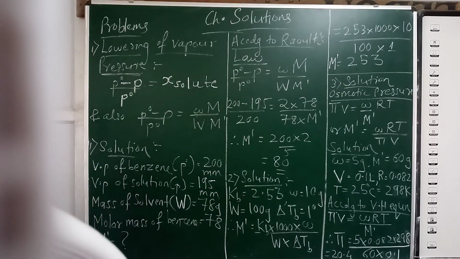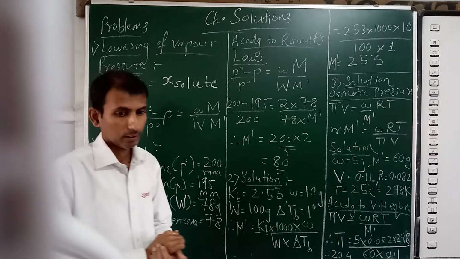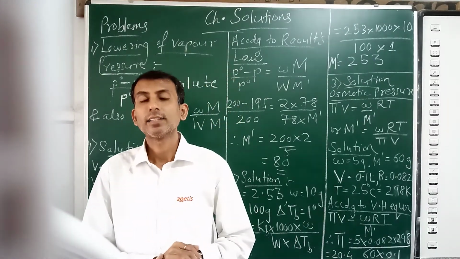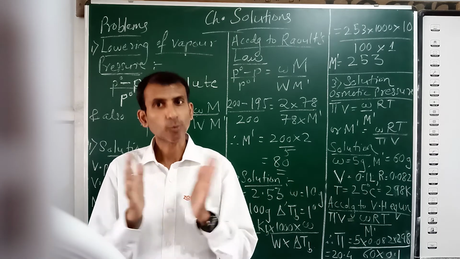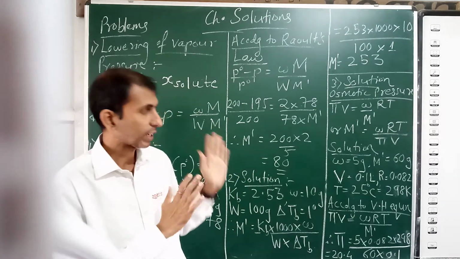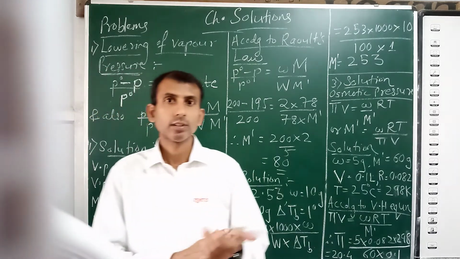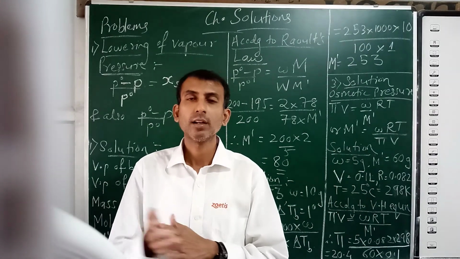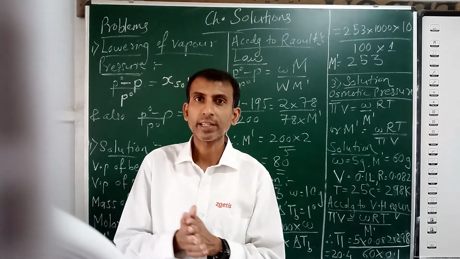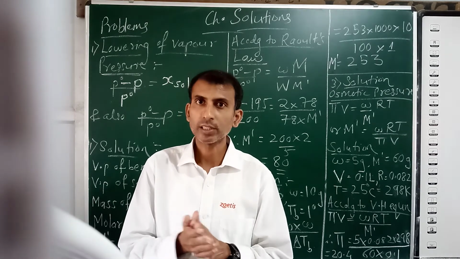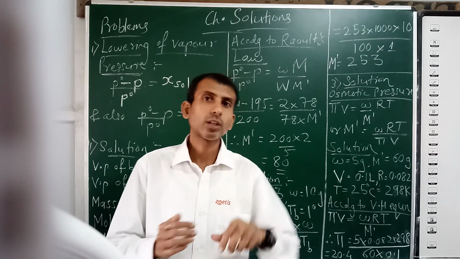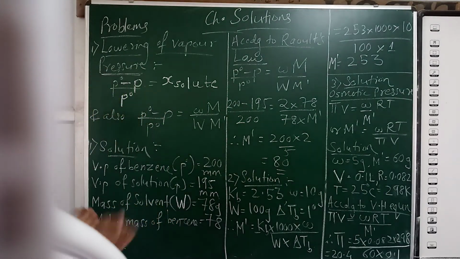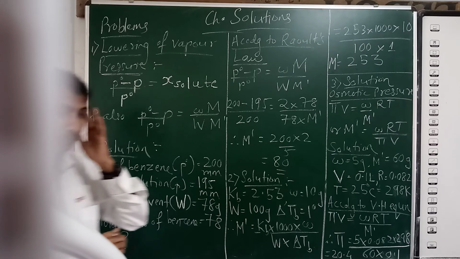So four colligative properties, their equations, and one numerical of each type is over. One small concept of abnormal molecular mass is remaining, that will continue in the next lecture, and before that you will receive the PDF for that particular part. So revise this concept well.